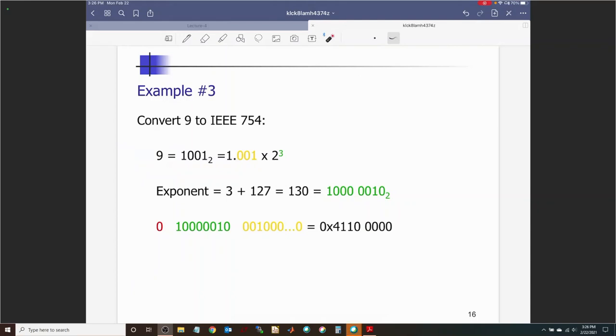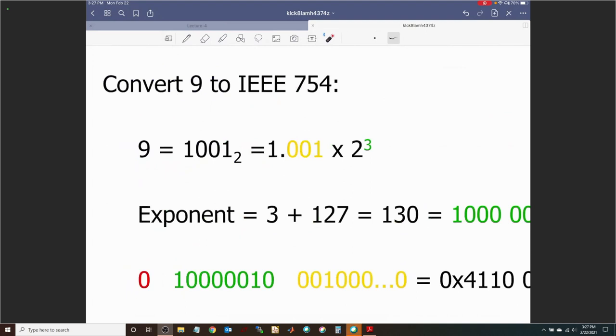This is example number 3. We are converting an integer, in this case 9, to this IEEE 754 standard. How can we do that? Well, let's take a look. 9 is represented in binary as 1001. That's your first step. Second step, to normalize it. So what does that mean? Right now, the binary point is way over here. So if I want to move it 1, 2, and 3 positions to the left, then I can express this number in the normalized scientific notation as 1.001 times 2 raised to 3.